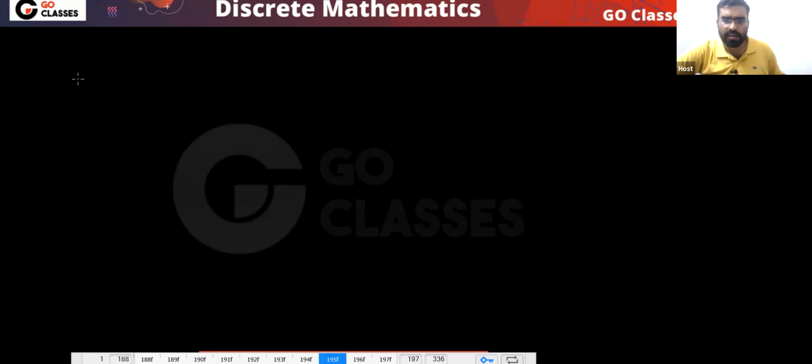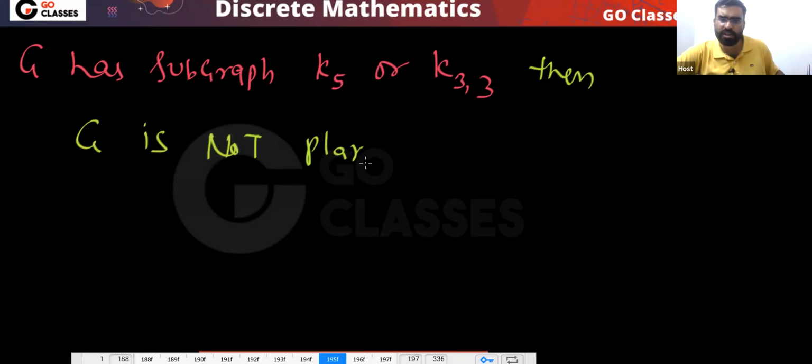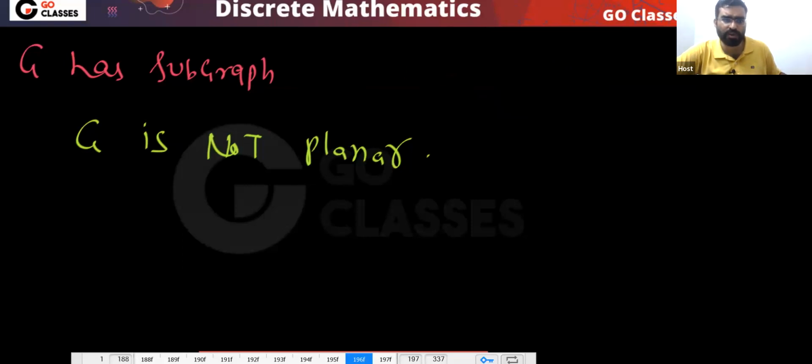So you know that this statement is actually not correct. Which statement? If G has subgraph K5 or K33, isomorphic, then G is not planar. This you already know, there is no problem here. But when we say that G has K5 or K33, then basically what we are saying is isomorphic to K33 or K5.